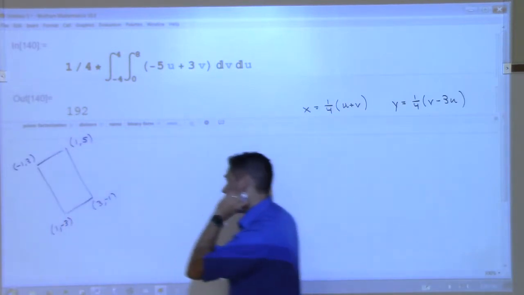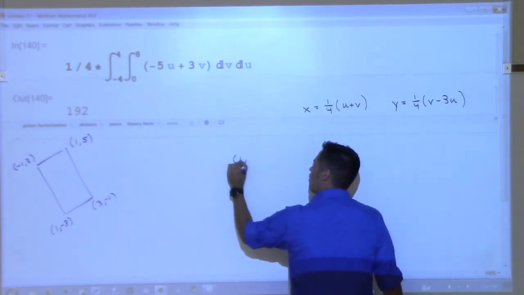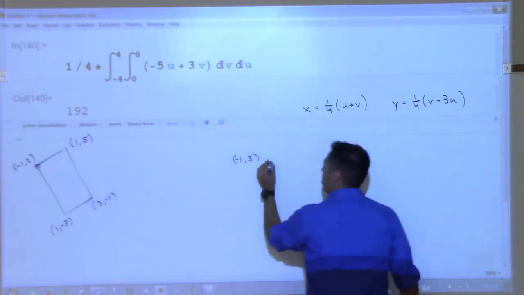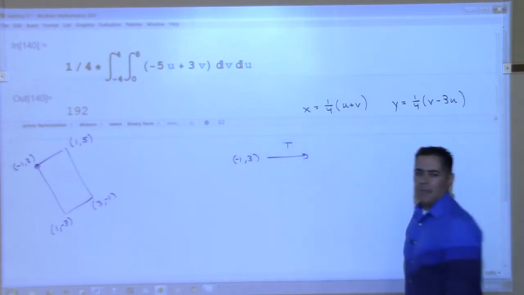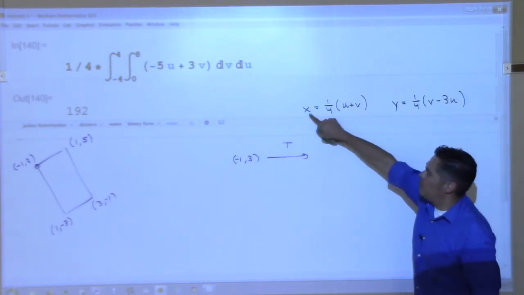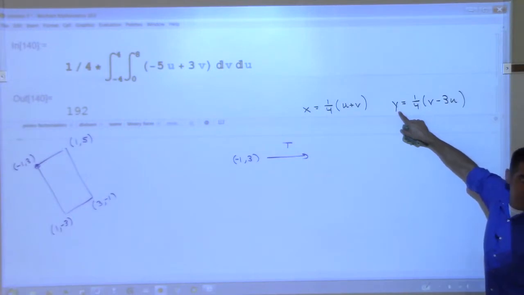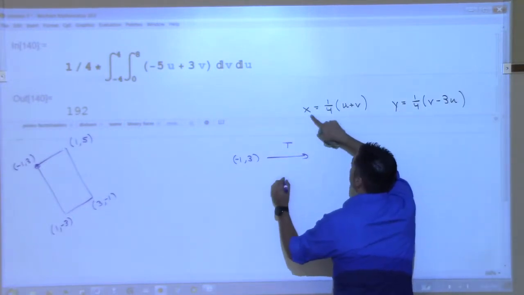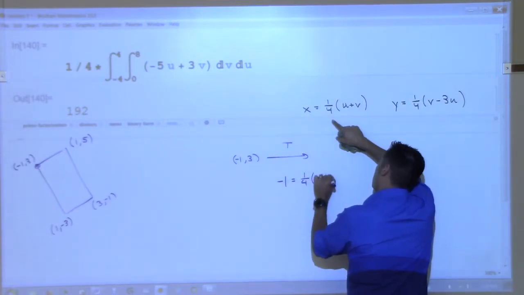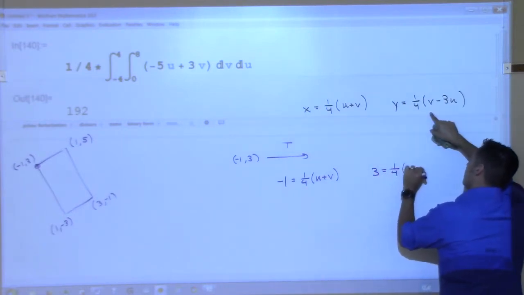Those were our points. So because this is a linear transformation, let me just try and figure out where the point, let's start with -1, 3, that point right there, let's see where that goes under the transformation. What we can do here is just go to our two transformations, replace x with negative 1, and replace y with 3, and see what we get. Okay, so what happens here is we get negative 1 equals 1/4 times u plus v. And then this one right here, 3 equals 1/4 v minus 3u.